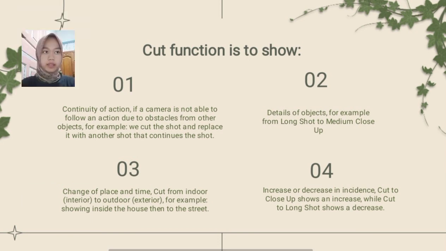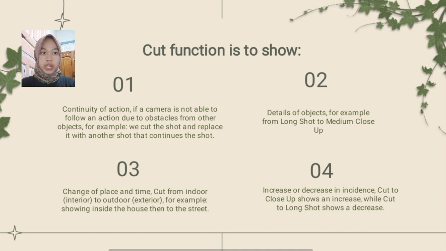Okay, next, cut function is to show. Number 1, continuity of action if a camera is not able to follow an action due to obstacle from other object. For example, we cut the shot and replace it with another shot that continue the shoot. Number 2, detail of object, for example, from long shot to medium close-up.